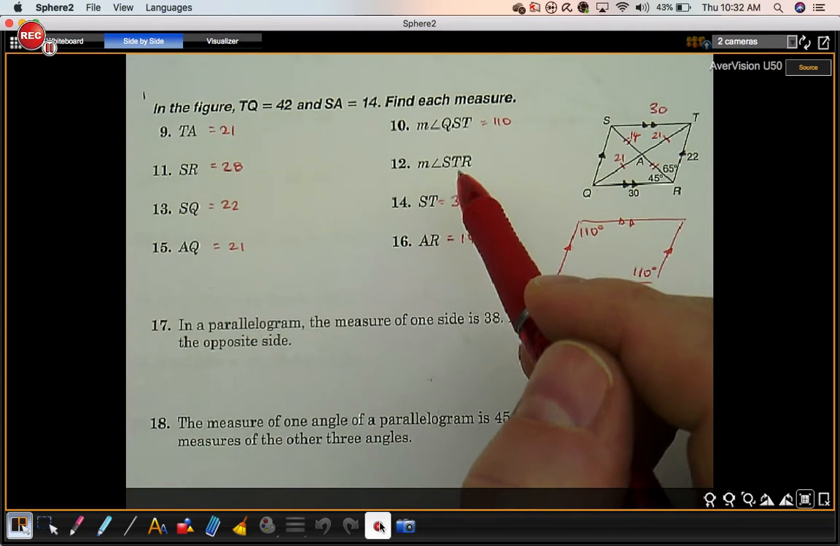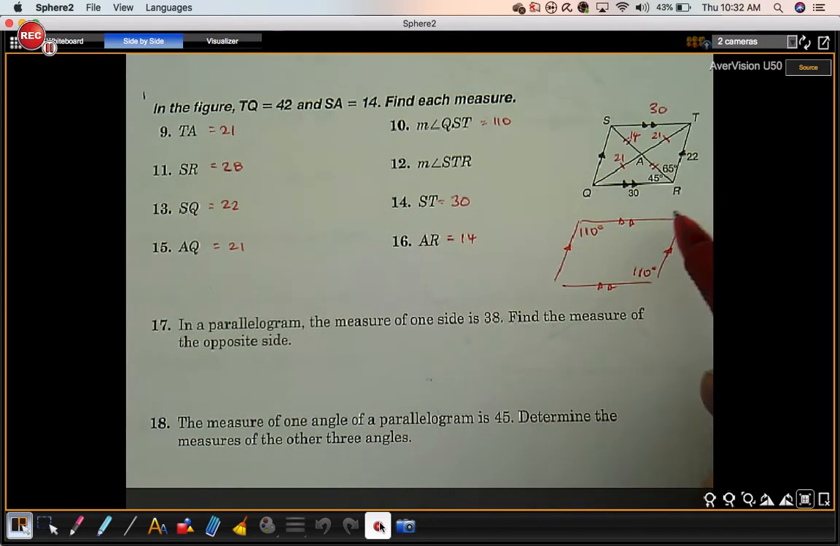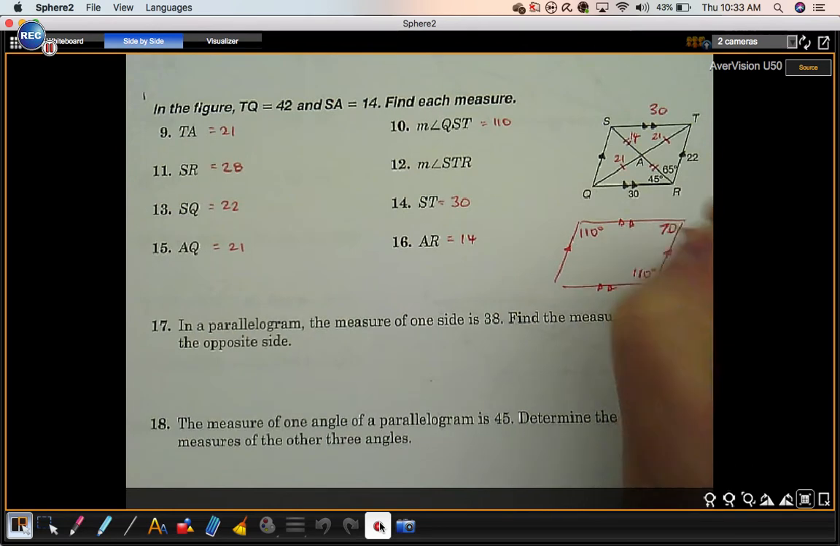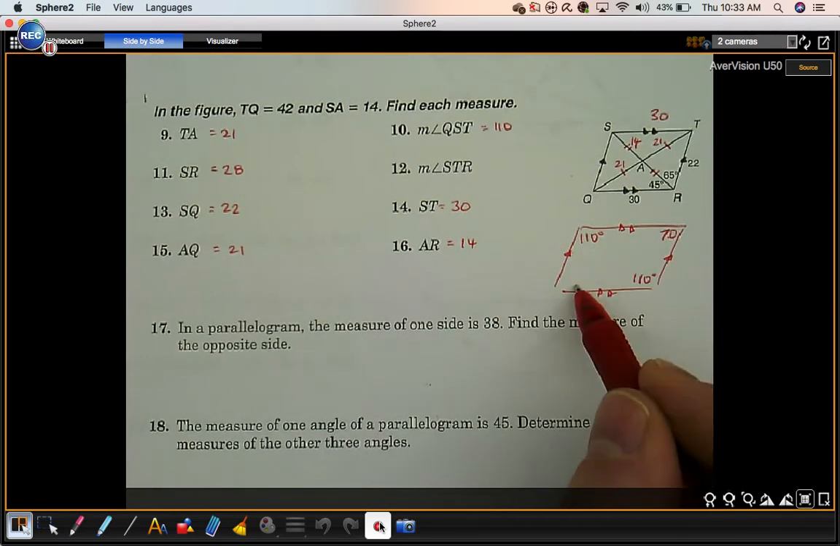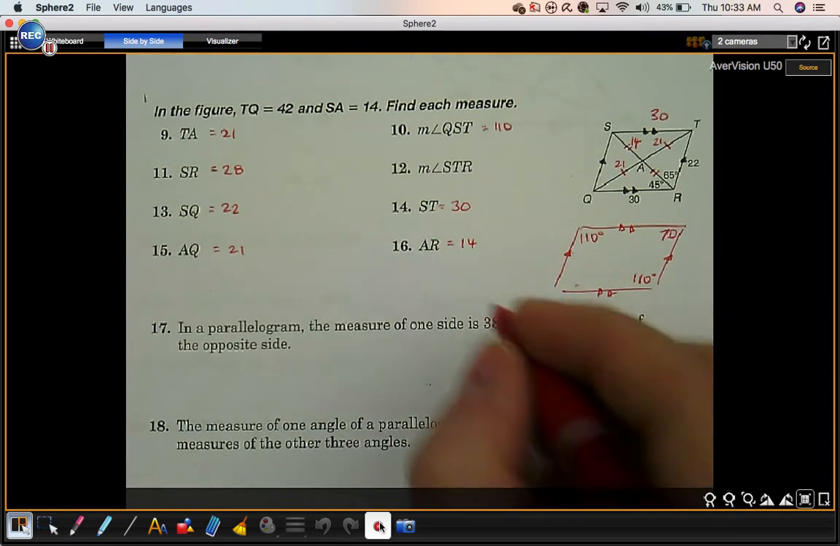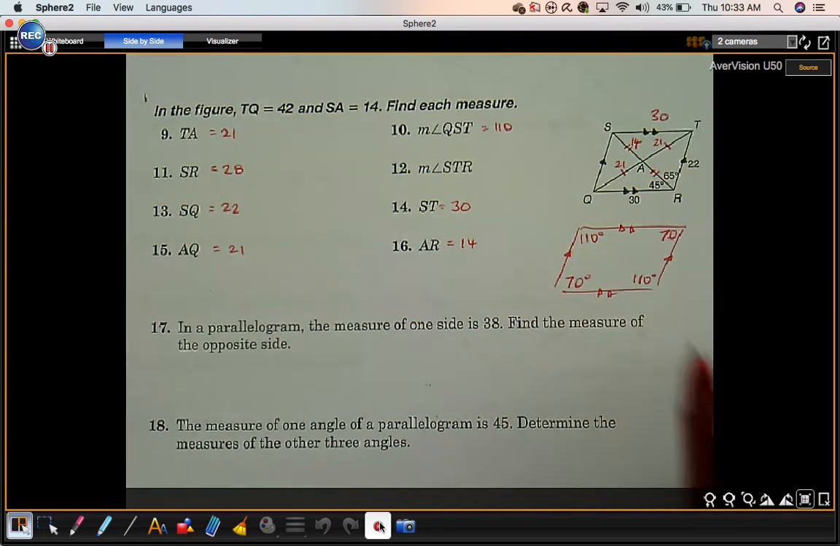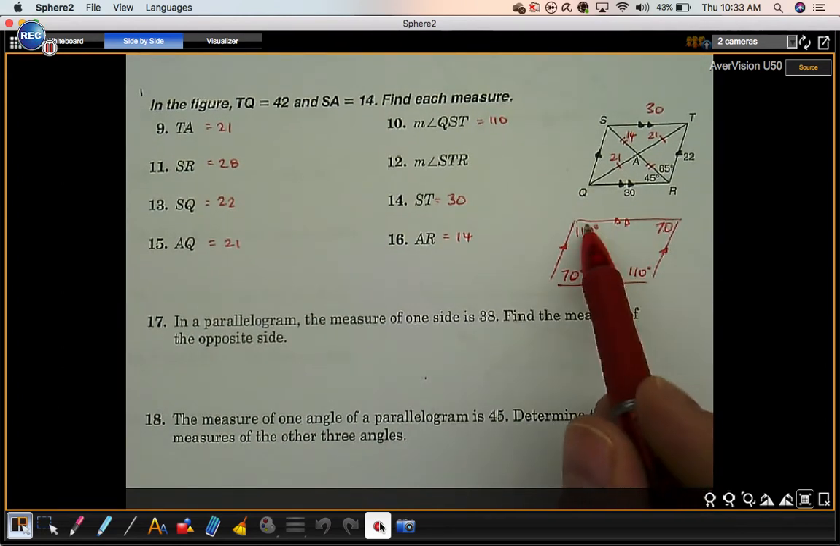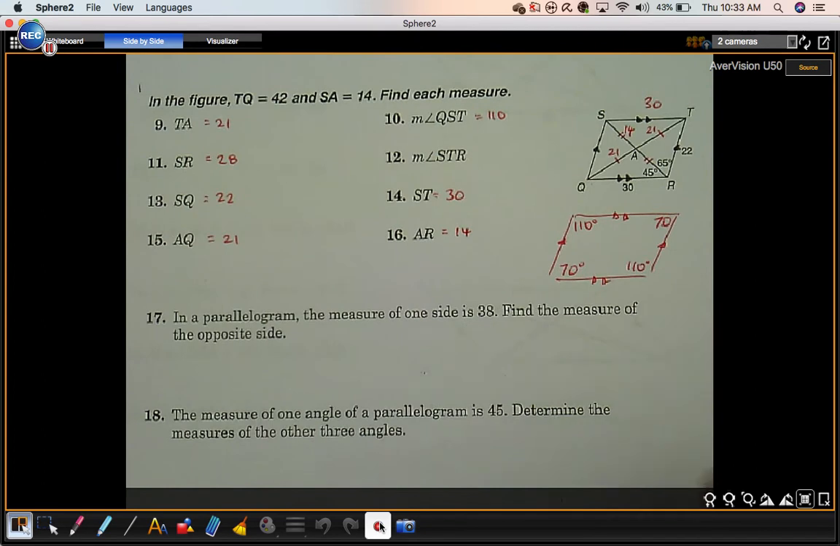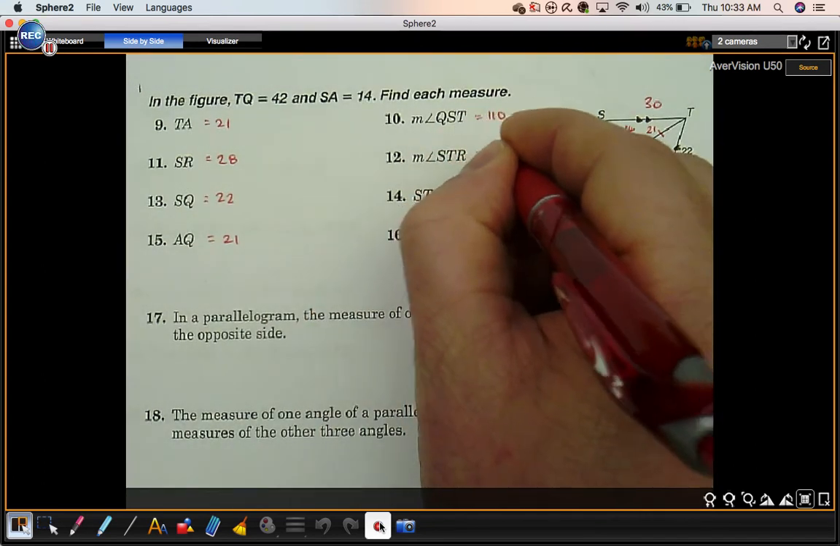What's the measure of angle STR? Angle STR is this angle. These match. These match. But these acute angles aren't going to be the same as these obtuse angles. Remember, these add up to 180. Any angles that are next to each other add up to 180 in a parallelogram.